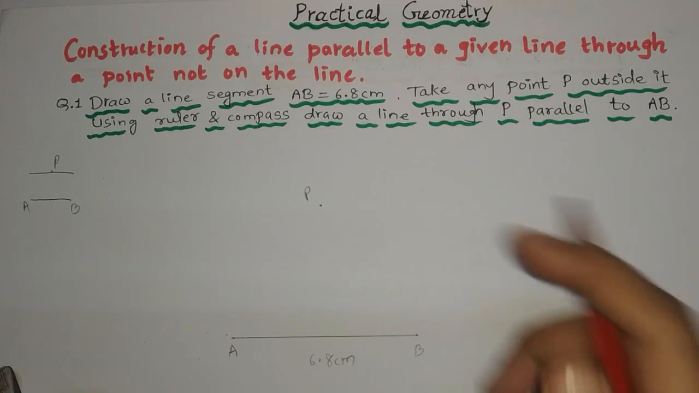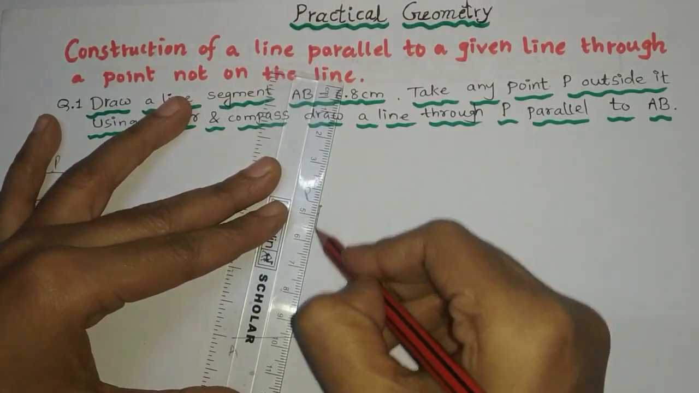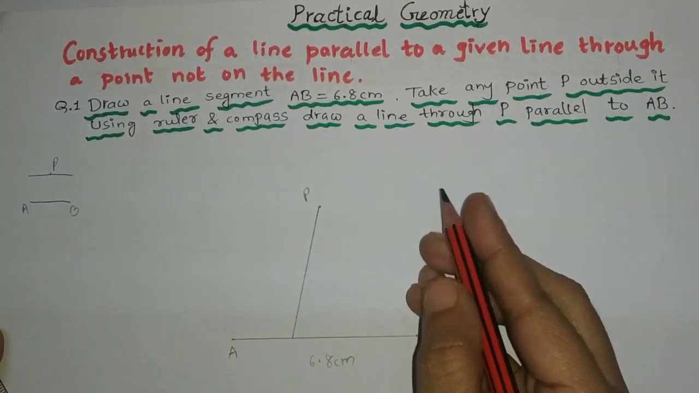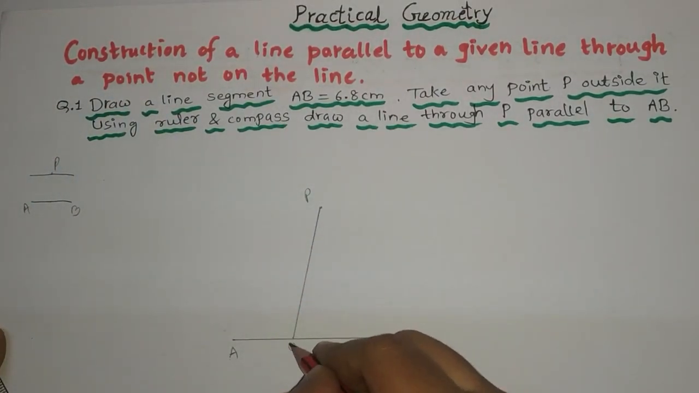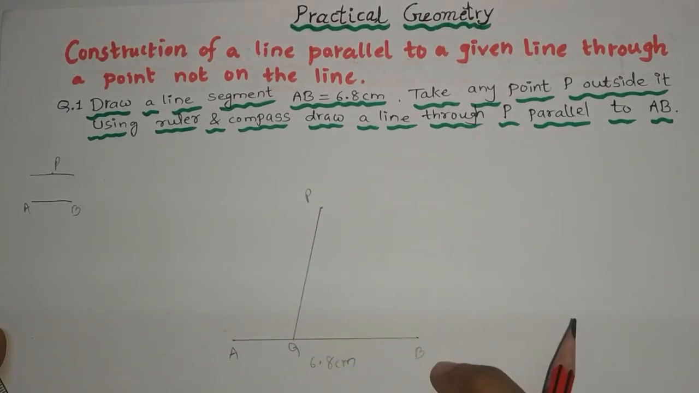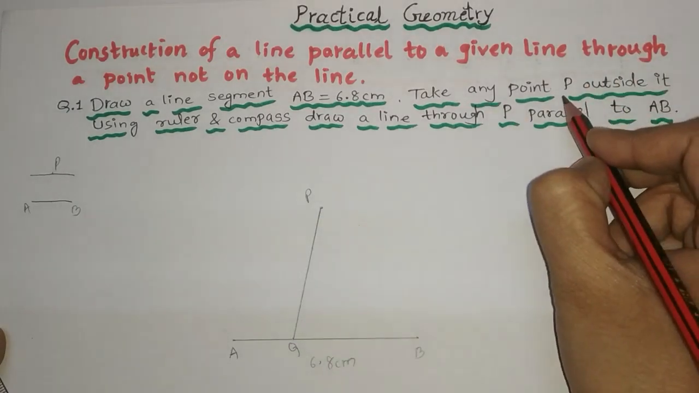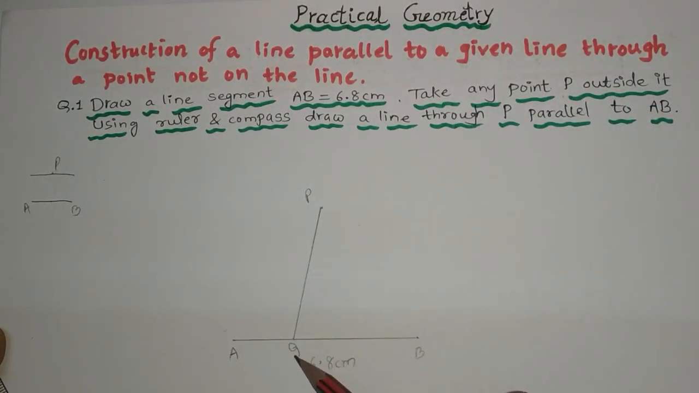Now what we do, we'll join this point P to this line segment. Now this point P is joined to this line segment, and we'll give the name Q to the point where it meets. So friends, what I have done, I have taken a point outside of this line and named it P. Now we are joining it to this line segment and giving the name Q.